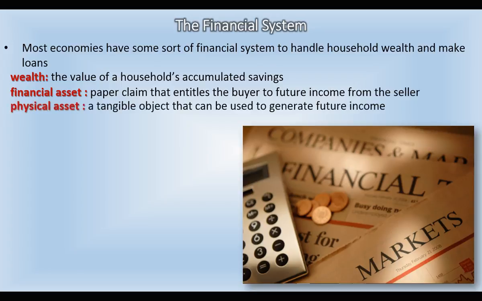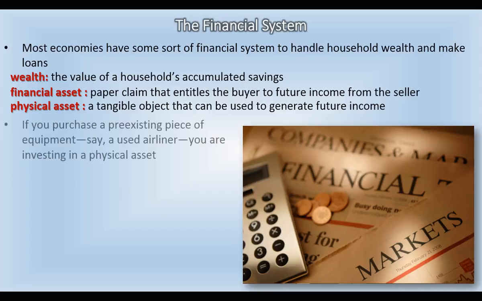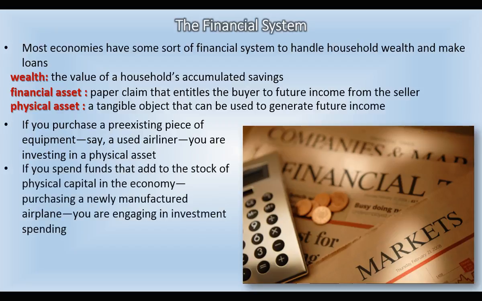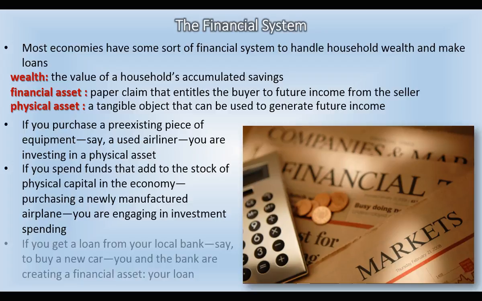A physical asset is something tangible, something that you can hold, that can be used to generate future income. Like a company's automated assembly line is a physical asset that can generate future income. So if you purchase a pre-existing piece of equipment, say a used airliner, you are investing in a physical asset. If you spend funds that add to the stock of physical capital in the economy, like purchasing newly manufactured airplanes, you're engaging in investment spending.